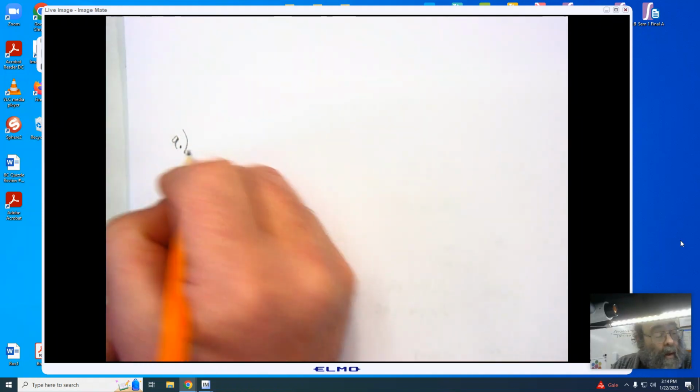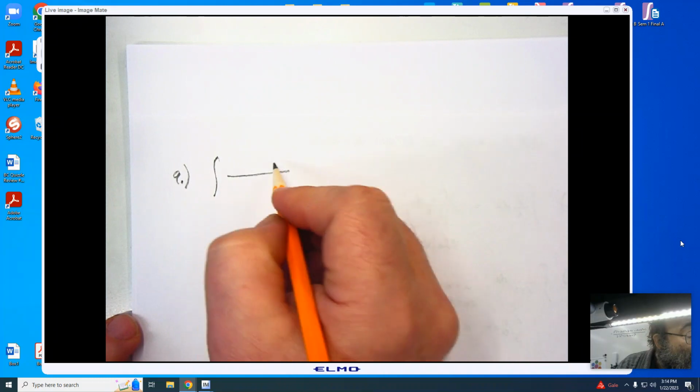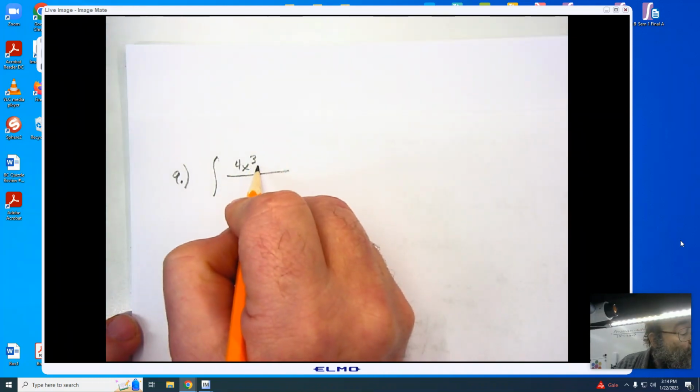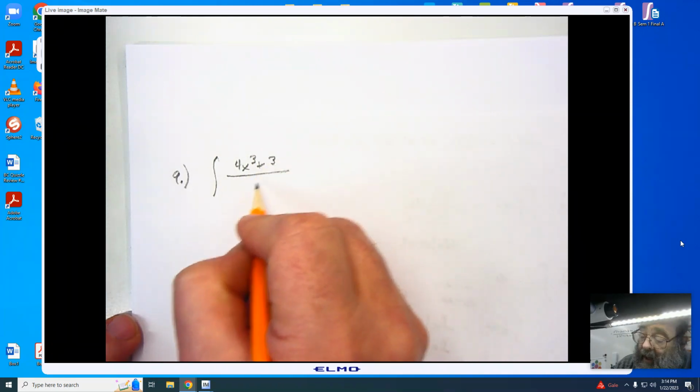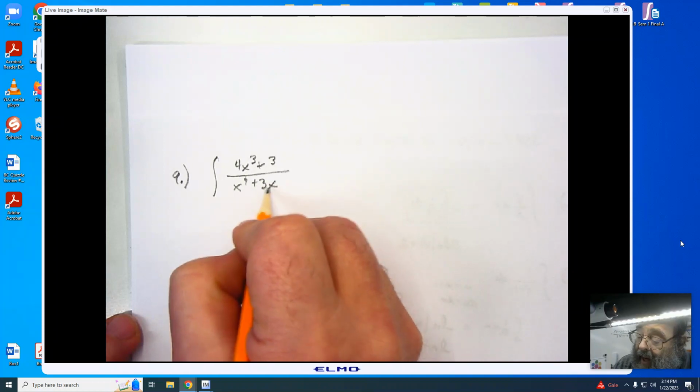Let's continue. We're going to number 9 next. Number 9, we have the integration. We have 4x cubed plus 3 over x to the 4th plus 3x dx.